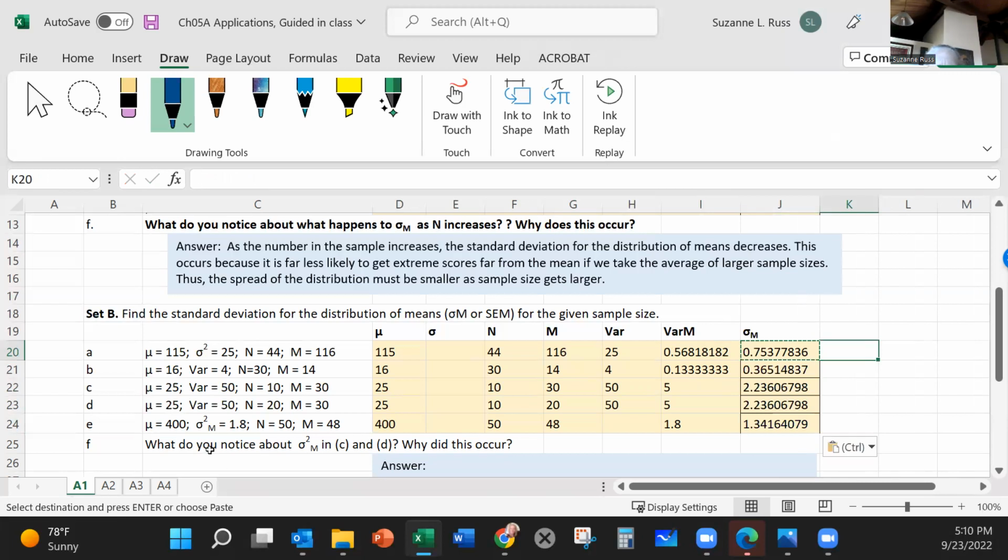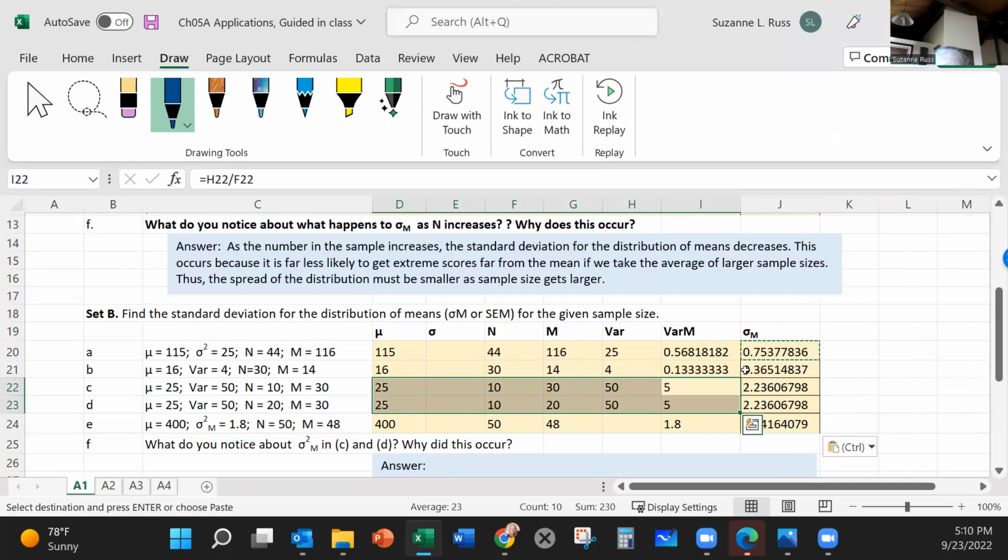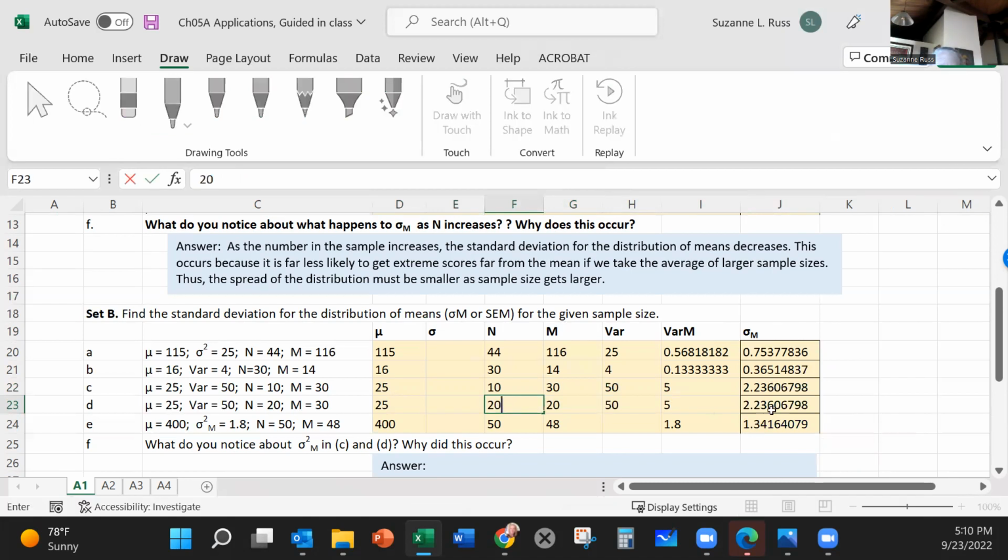And we're asked, what did we notice about the variance for the distribution of means in C and D? Here we go. And what I learned is that I made a mistake. Instead of changing n to 20, I changed n. And I knew that right away because I knew that they could not be the same if n was different. And I remembered that n was different. So it looks like m is still 30 and I made a mistake and I'm glad I caught it.